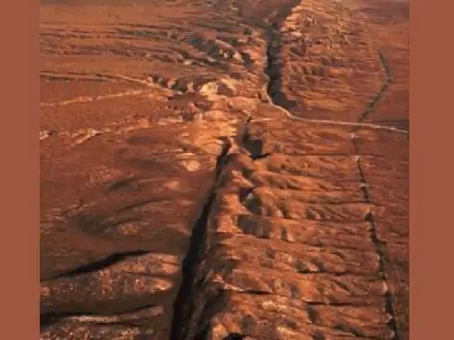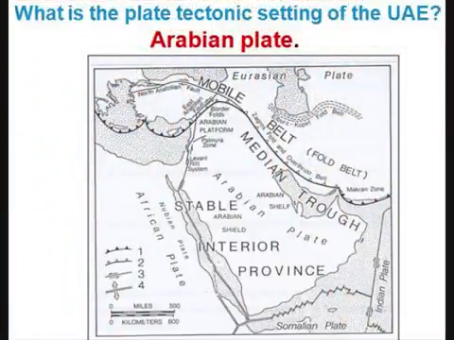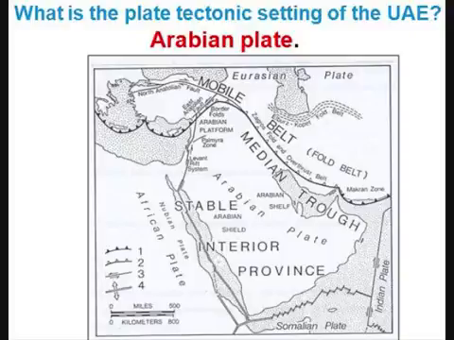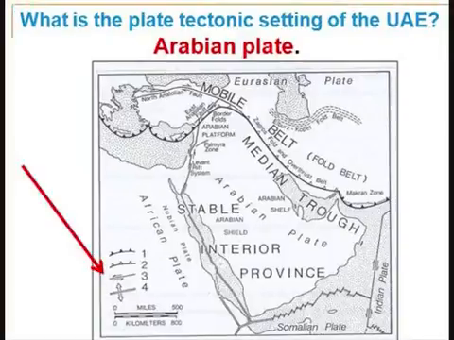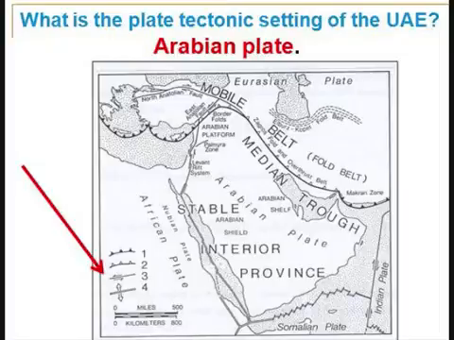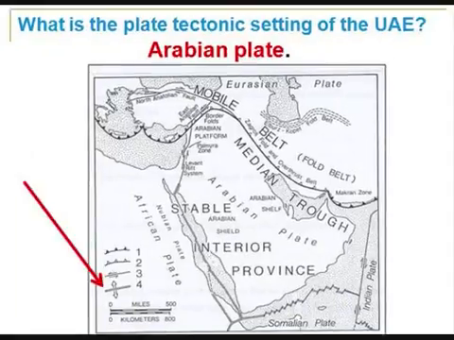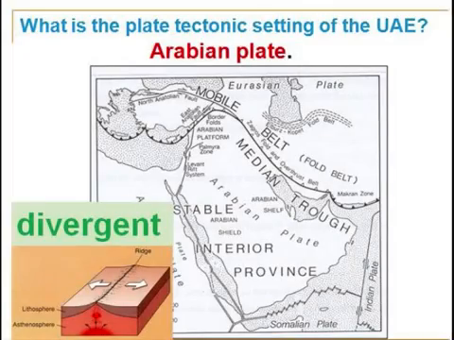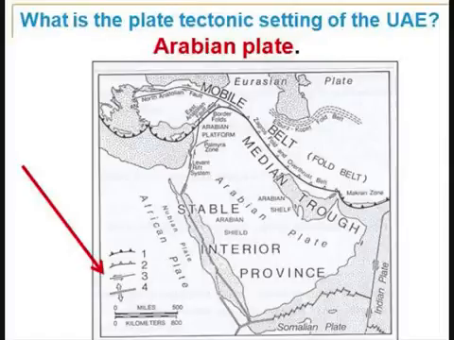Now, let's look at some specific geological examples. On this map, we see symbols that the geologists use to show plate boundary movement. They are divergent, convergent, and transform. Using these symbols to read the map, we can see that the Arabian plate, located between Africa and the Eurasian plate, is moving away from Africa and toward Asia.